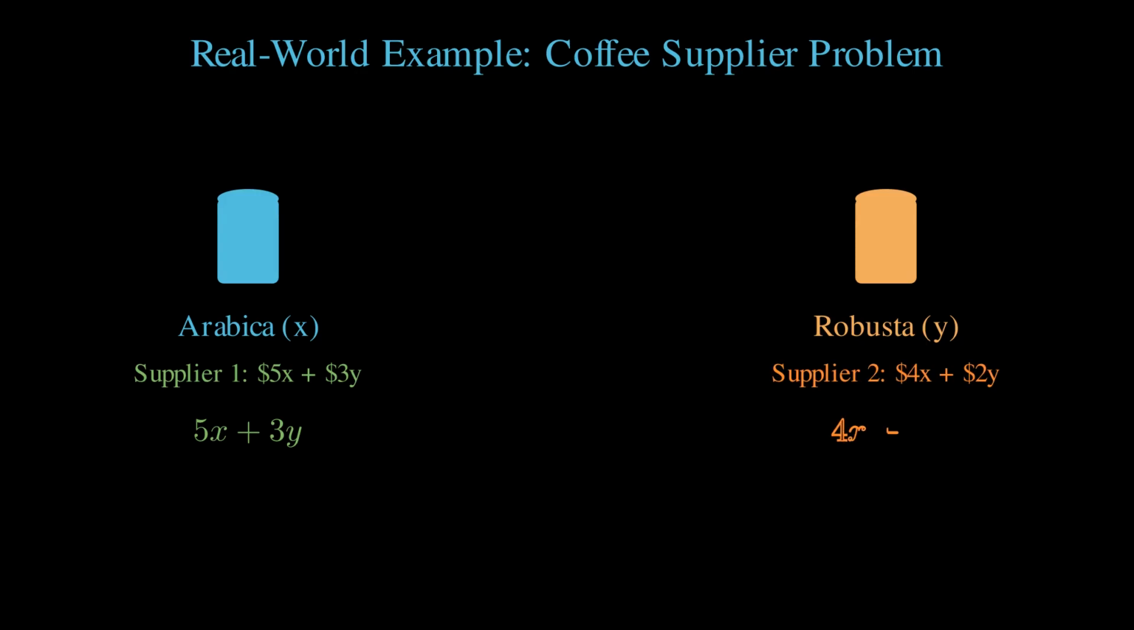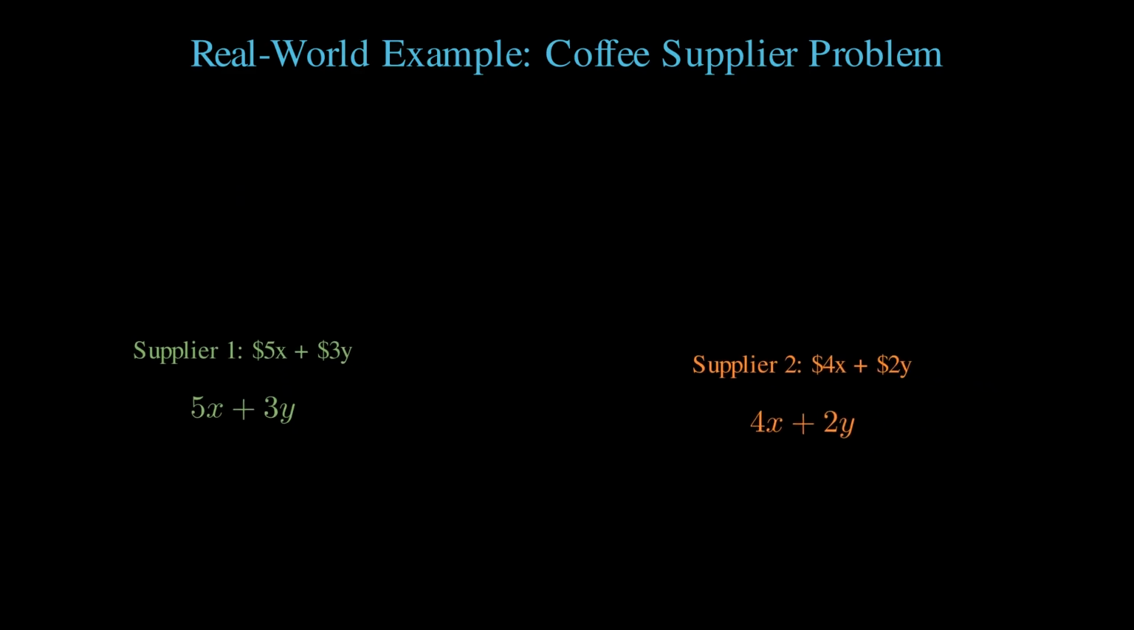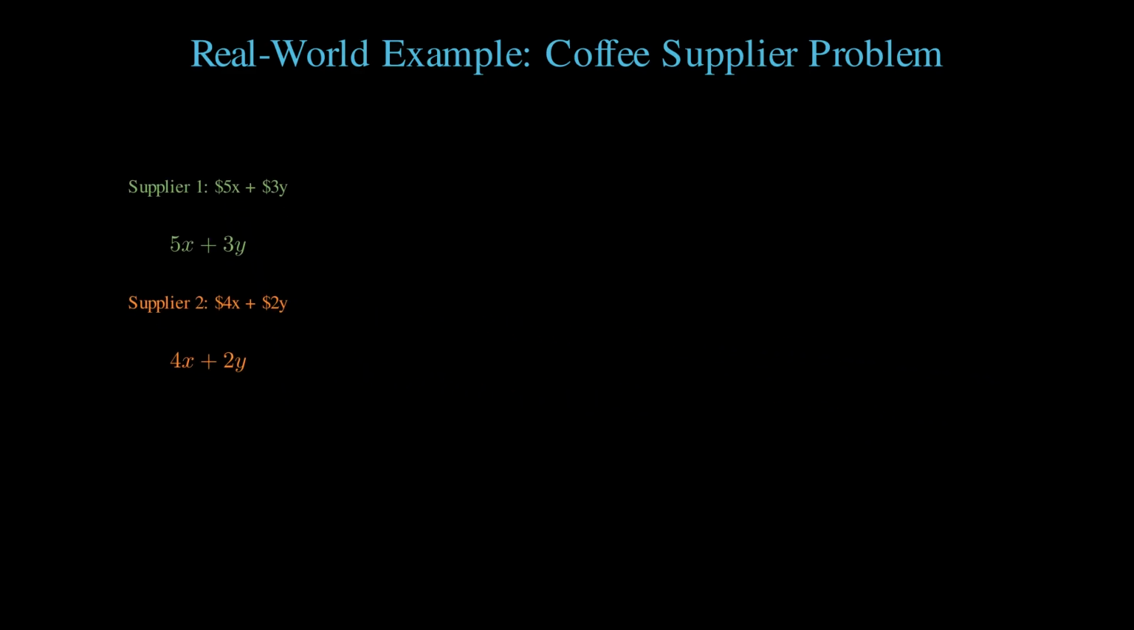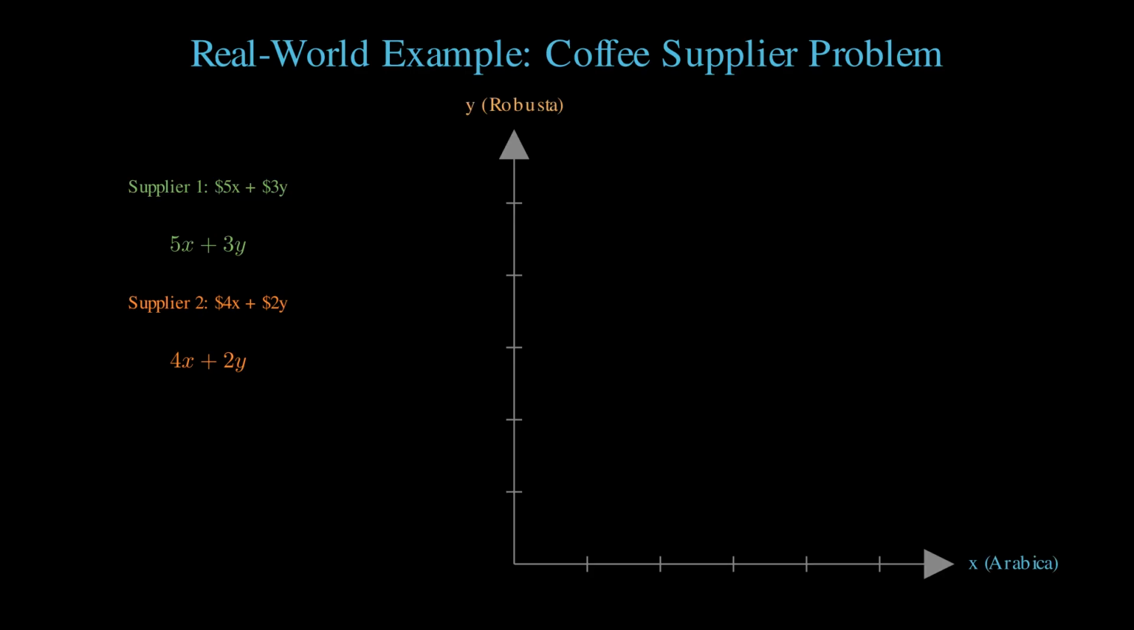First, we explore supplier 1. The equation 5x + 3y means every combination of x and y gives a total cost for that supplier. For supplier 2, the equation changes slightly to 4x + 2y. Different numbers, same concept. Now envision these cost equations graphed, forming lines that depict the constraints.